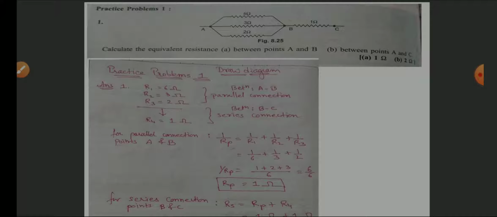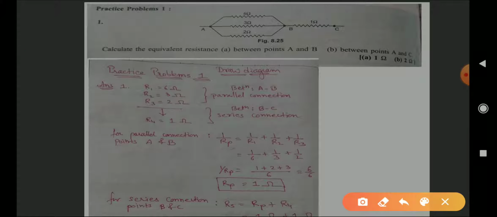Example number 1, or you can say practice problem number 1, that is given the mixture of two connections. In part A to B there is a parallel connection, and between B to C there is a series connection. So first of all we'll see the parallel one. Here, 6 ohm, 3 ohm and 2 ohms are in parallel connection, while 1 ohm is in series connection.